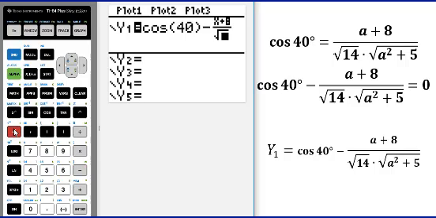Second, square root 14 times second, square root. We have x squared plus 5. Then I go to graph to check.